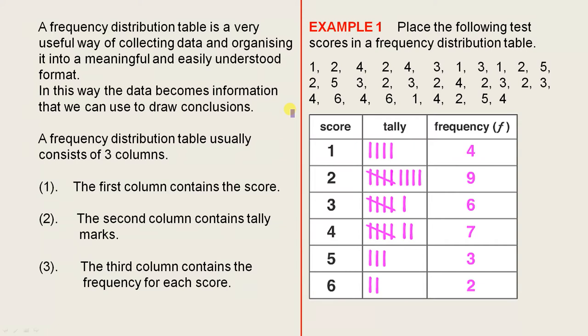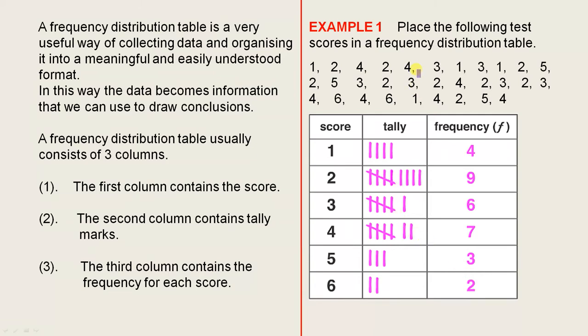A frequency distribution table usually consists of three columns. Number one, the first column contains the score. So here we have the scores from 1 to 6. The second column contains tally marks. That's this column. And the third column contains the frequency for each score over here. That tells us how many times each score occurs.